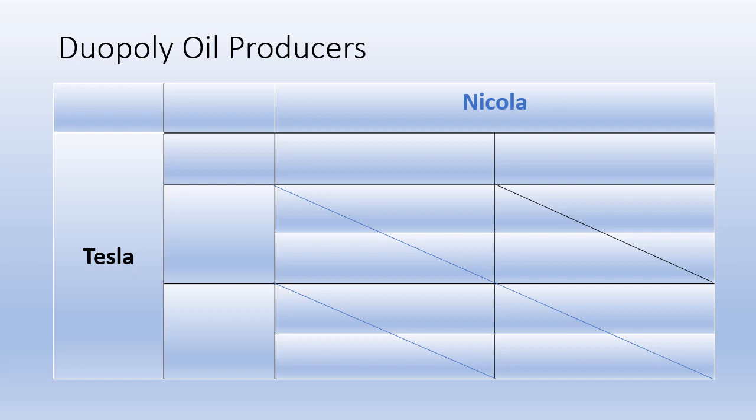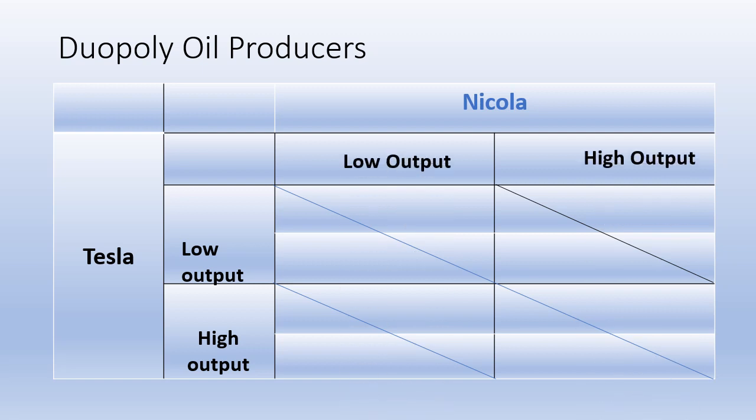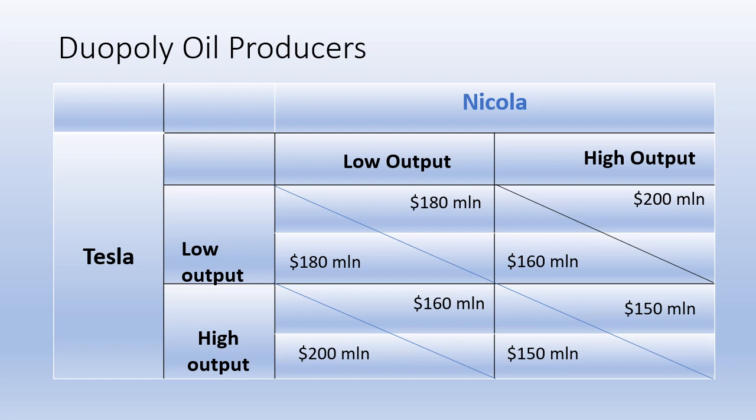Let's say we have two players called Tesla and Nikola. Each of them has two strategies, either produce low amount of output or high amount of output. Depending on who does what, their outcomes, i.e. profits from the businesses, are given by these numbers.